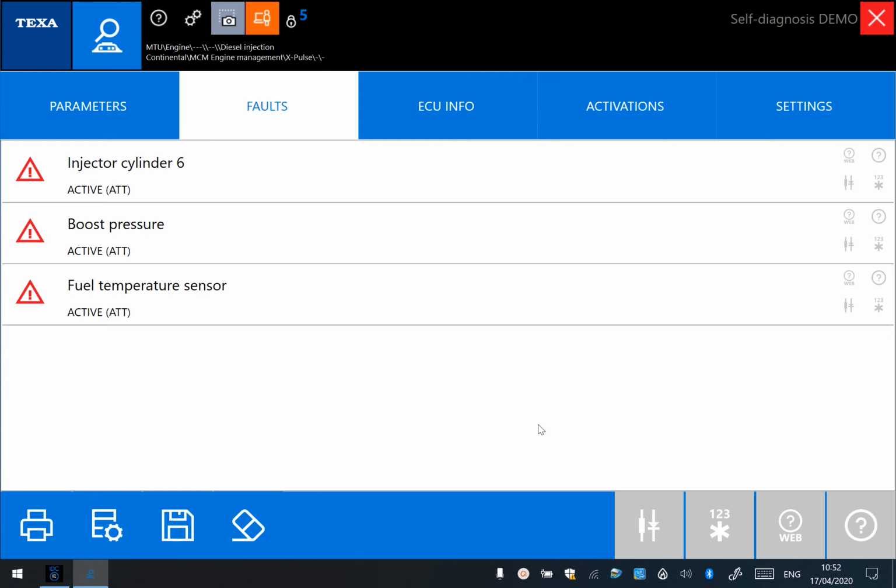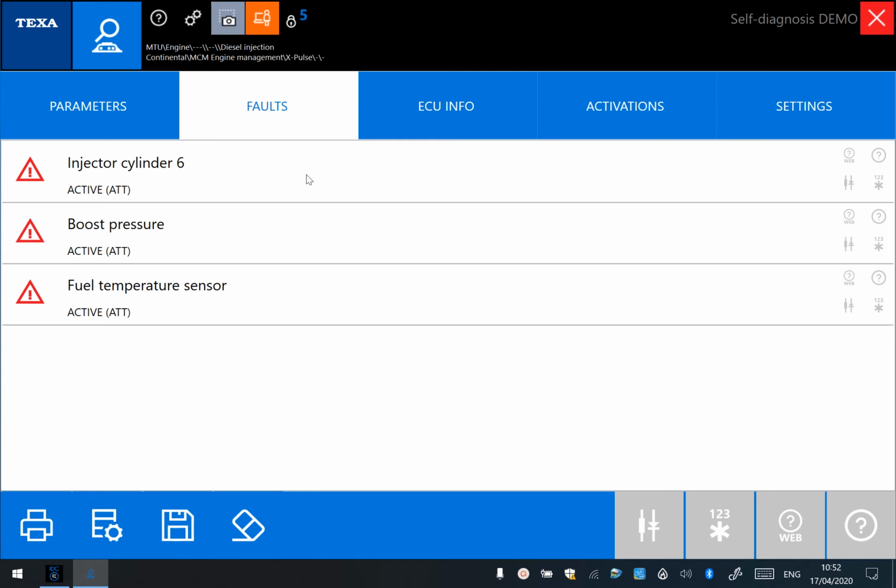Okay, so what we're now into is again the same format of screen that you would see across the range or across the vehicles, across the environments that we deal in. It'll always take you to the fault screen, and on this program that it's got loaded there, it's loaded up 3 faults.